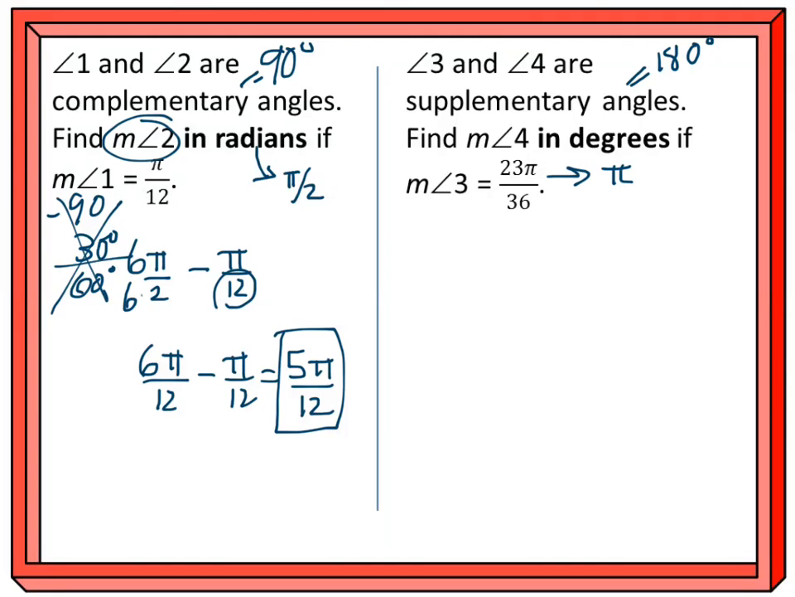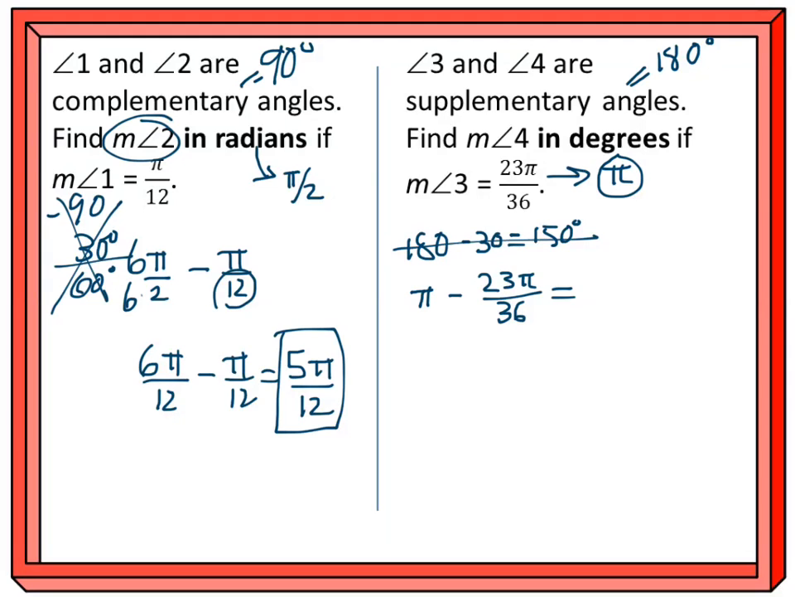pi. So just as an example, if I knew that I had two supplementary angles and I knew one of them was, say, 30 degrees, I would take 180 minus 30 to get 150 degrees. I'm going to do the same thing, but this time with pi. So I'm going to do pi minus 23 pi over 36.